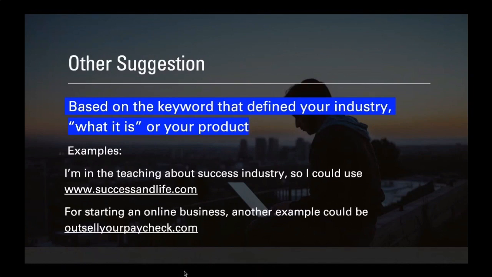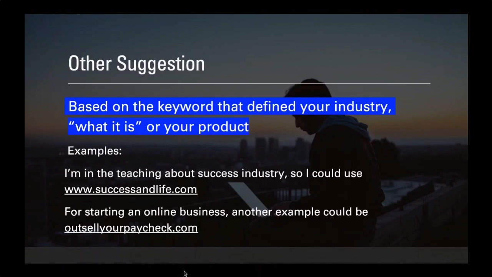So for starting an online business, another example of my domain name could be outsellyourpaycheck.com. What does that mean? Well, it simply means how to make more money than your current salary. So it's about outsell, like beat, B-E-A-T, your own paycheck. Obviously this domain name is for online business, because I use this domain name for a program to teach someone how to outsell their paychecks.